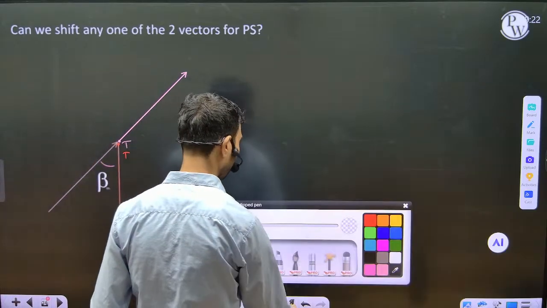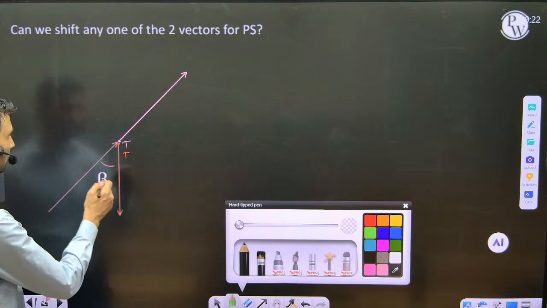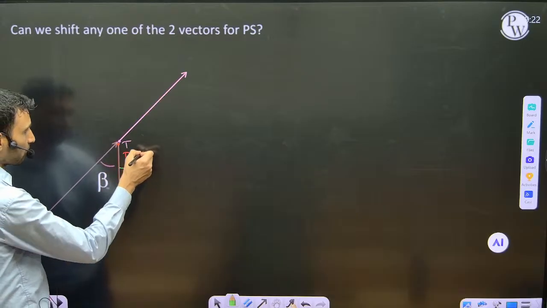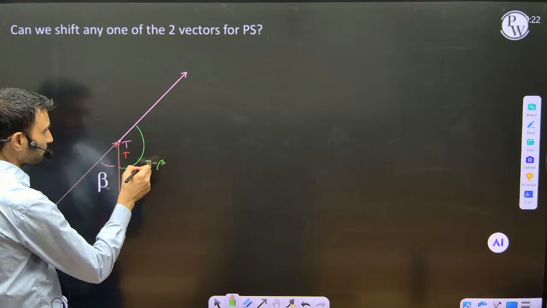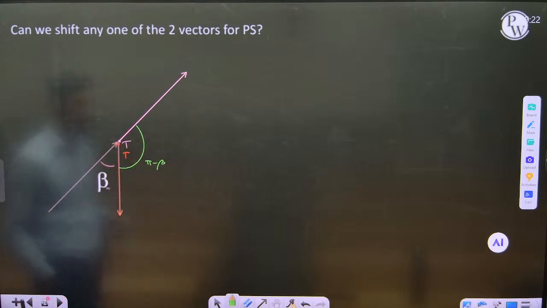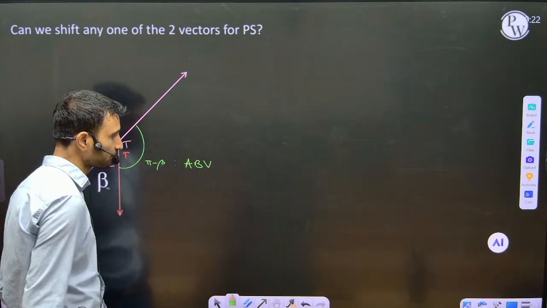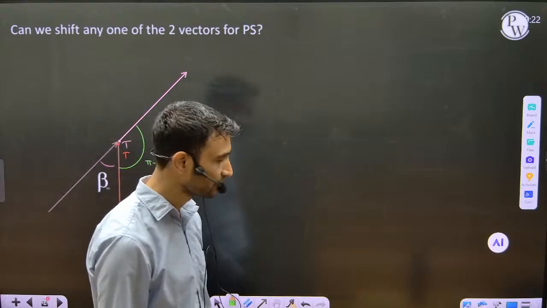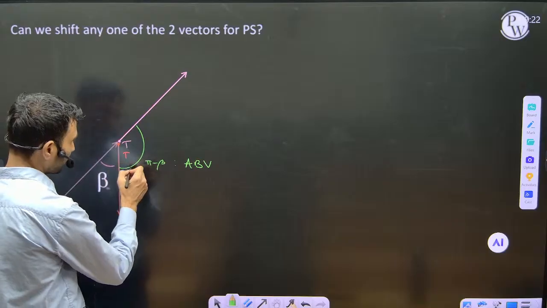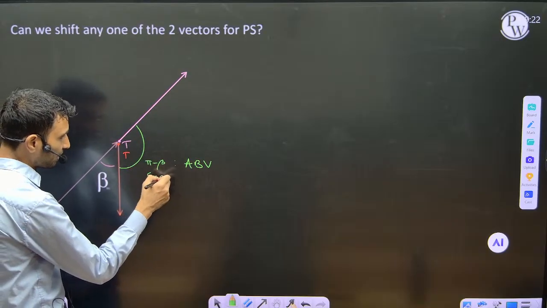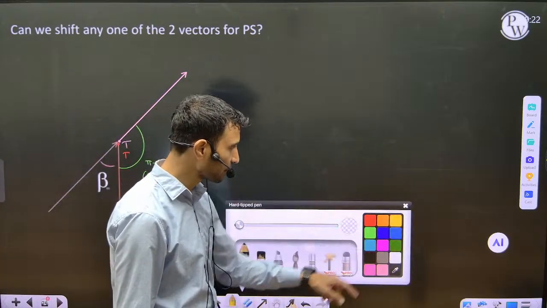And what is the angle between vectors? If you see, this is beta. So how much will this be? This will be pi minus beta, this angle. And that is the angle between vectors, right? Because the tails and tails are together, this angle is the small angle, and that is why it is the angle between the vectors.